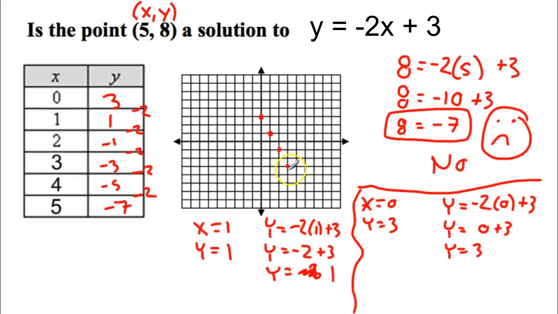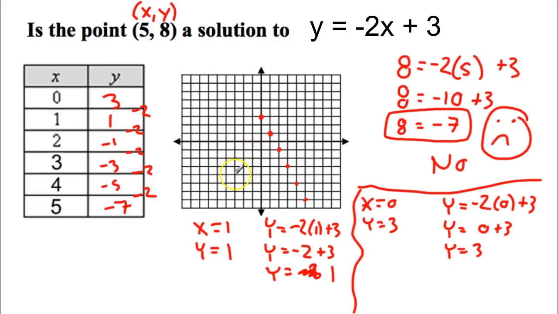If you try to plot a point and you get it like up in the top right, then you should probably double check your work. Next one, 4, negative 5. 1, 2, 3, 4. Negative 1, negative 2, negative 3, negative 4, negative 5. That one still looks good. 5, negative 7. 1, 2, 3, 4, 5. Negative 1, negative 2, negative 3, negative 4, negative 5, negative 6, negative 7. So there we are.